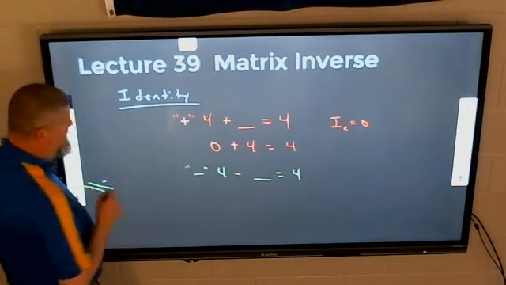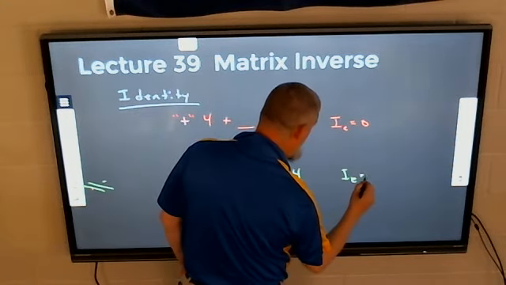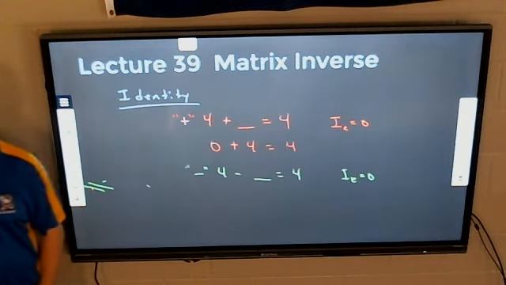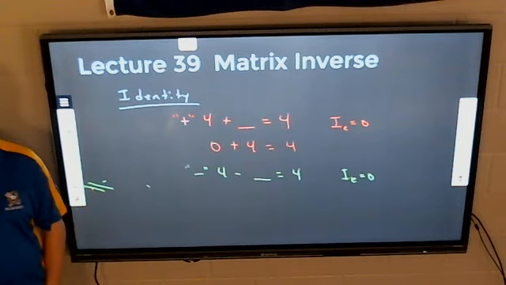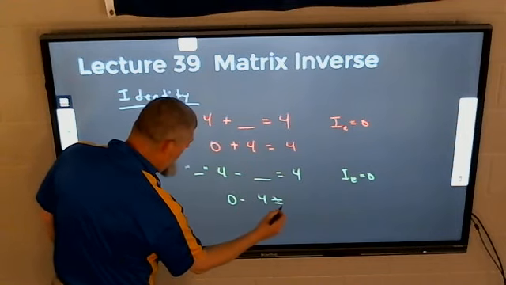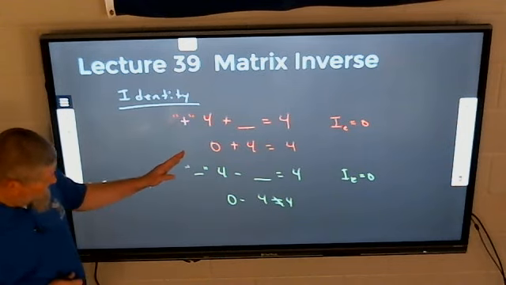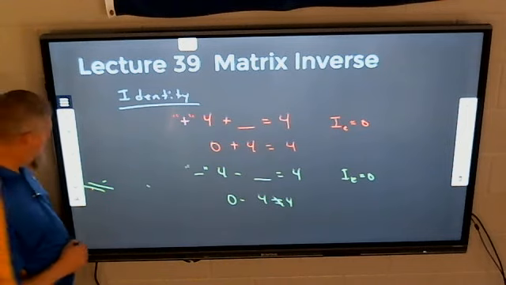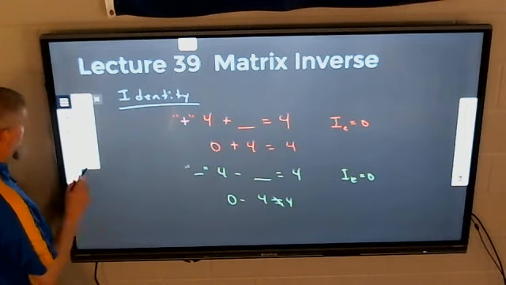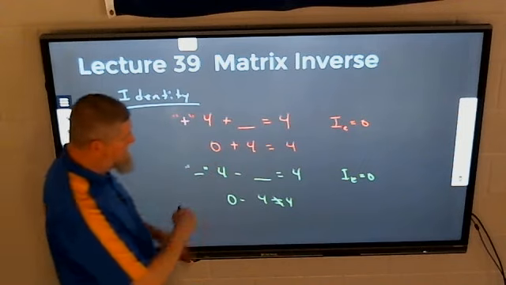So 4 minus what number equals 4? 0. Okay, identity element equals 0. Does subtraction have identity on both the left and the right? Why not? Because 0 minus 4 does not equal 4. So subtraction only has identity on one side. The identity number is on the right side. Or you could just call it one-sided.